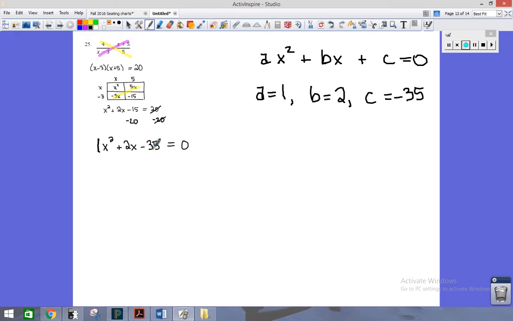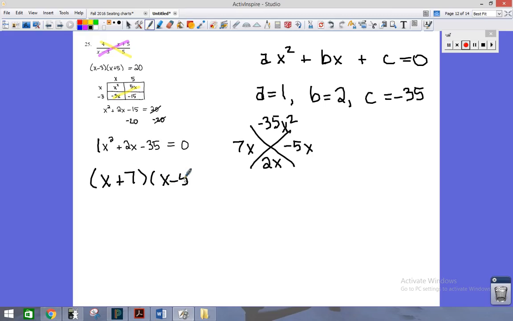But I claim that it's faster and easier to do your x method. To take the 2x that's in the bottom, 1x squared times negative 35 is negative 35x squared. Two numbers would multiply together to give me this negative value, but add together to give me a positive 2. Well, a 7x times a negative 5x should do the trick. Positive 7 times a negative 5 is a negative 35, and when I add these together, 7 plus a negative 5, I get 2. And since the leading coefficient is 1, I can just use the 7 and negative 5 in my answer directly, x plus 7 and x minus 5.